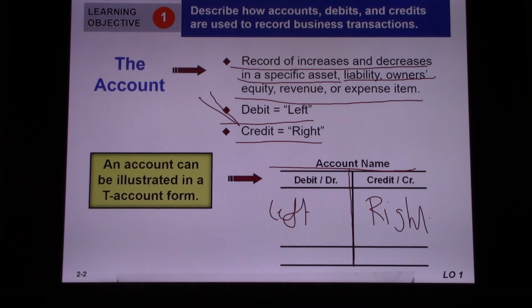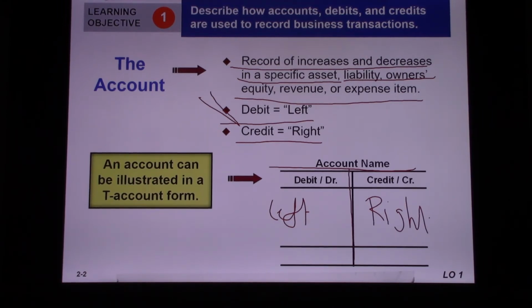So again, to summarize this point, you have to understand that an account is an individual accounting record of increases and decreases in a specific asset. It may be cash, equipment, land, building, accounts receivable, or any specific liability, accounts payable, notes payable, and so on, and also any specific owner's equity item. And in its simplest form, an account consists of three main parts.